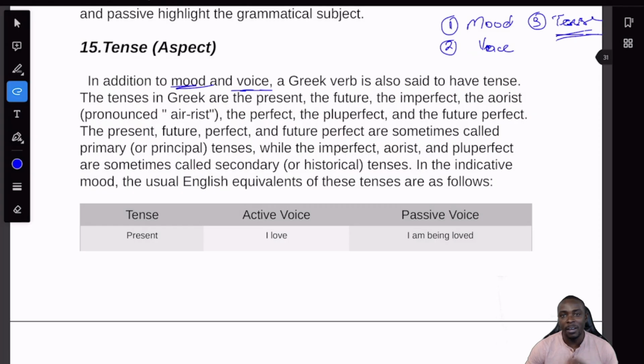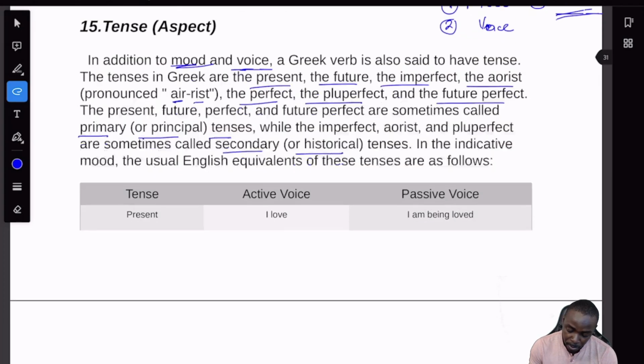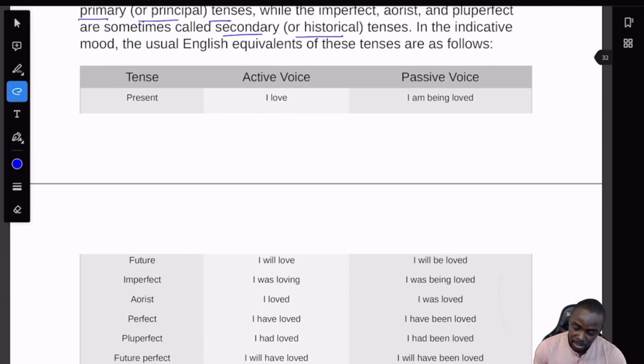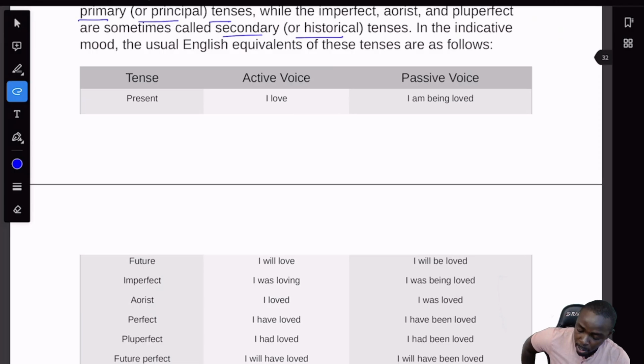So MVT, you have mood, voice, and tense. The tenses in Greek are the present, future, imperfect, aorist, pronounced AIR-ist, perfect, pluperfect, and future perfect. The present, future, and perfect are sometimes called primary, or principal tenses, while the imperfect, aorist, and pluperfect are sometimes called secondary or historical tenses. In the indicative mood, the usual English equivalents of these tenses are as follows.